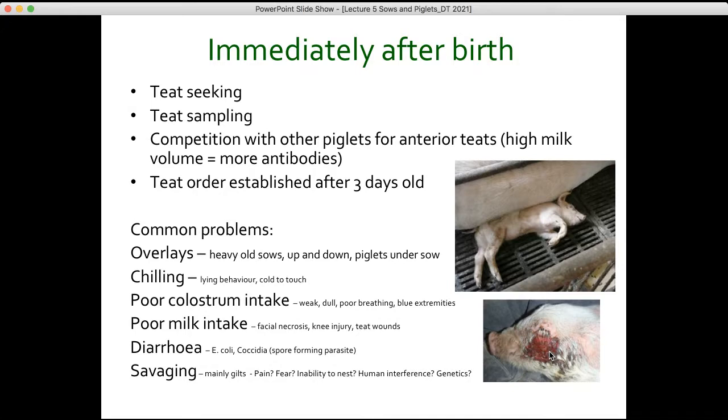Diarrhea is another common problem in the farrowing house, usually due to E. coli or coccidia. And then savaging can also be an issue, where sows attack their piglets. It's mostly seen in gilts, and we don't really know why it happens, but there's some possibilities listed there. You can use medications in these sows that have aggressive tendencies towards their piglets to try to calm them down to get them through the lactation.